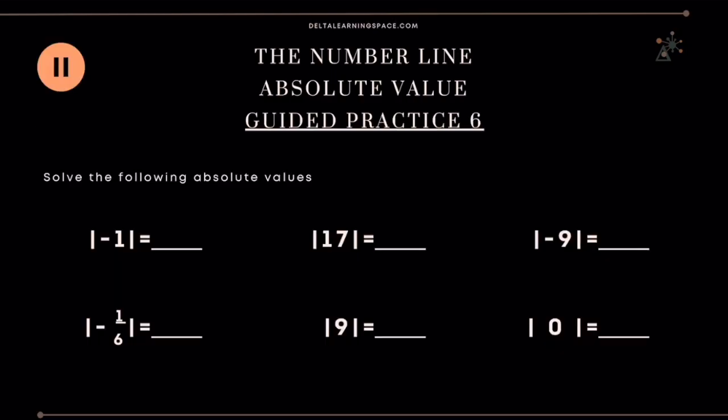Now pause the video and take a moment to determine the absolute values of the problems below. Because absolute values worry about the distance from 0 and not the direction, our answers will be as follows. The absolute value of negative 1 will be 1. The absolute value of 17 will be 17. Of negative 9 will be 9. The absolute value of negative 1/6 will be 1/6. We'll have 9 there. And 0, because we are 0 units away from 0.